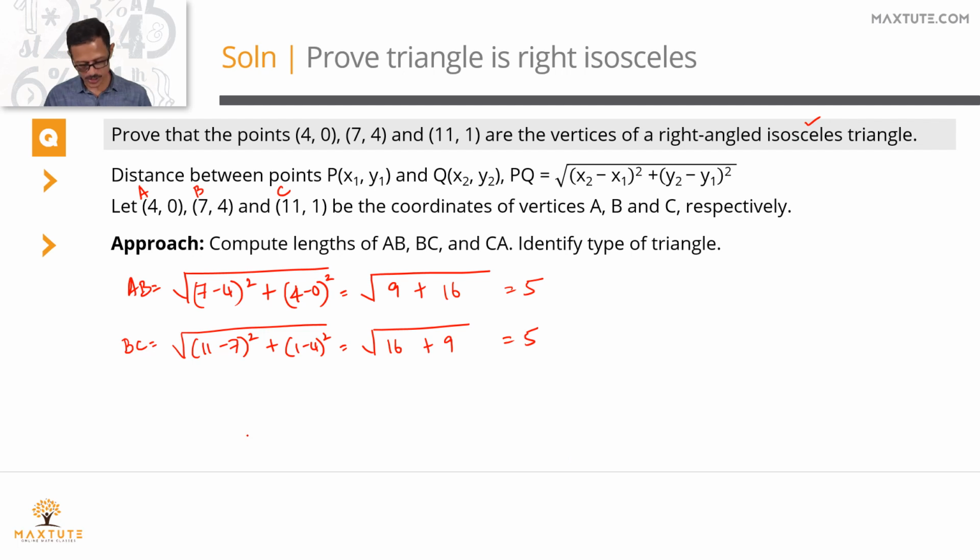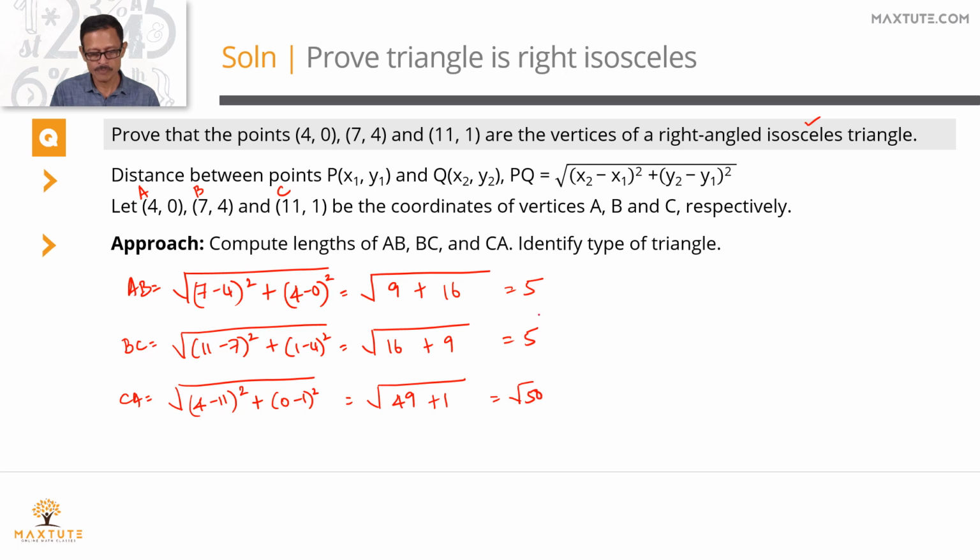Let's quickly find out the measure of CA. CA is equal to, again the length is x2 minus x1 the whole square, which is 4 minus 11 the whole square plus y2 minus y1 the whole square, which is 0 minus 1 the whole square. So this is equal to square root of 4 minus 11 is a minus 7. Minus 7 square is equal to 49. 0 minus 1 is a minus 1. Square of that is a plus 1. 49 plus 1 is 50. So this is equal to root 50. So 2 sides equal, 1 not equal. It's an isosceles triangle. So that part is done.